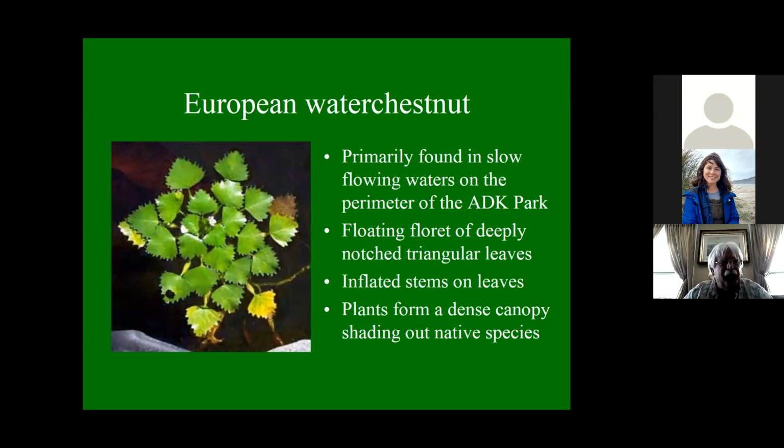This plant produces these leaves on the lake surface. There's really nothing in the way of leaves below the lake surface, so we call it a floating plant or a floating floret. And on each of the leaflets, if you notice, there's a little bulb or inflated area that serves to help float these surface florets. These plants can grow exceedingly densely, particularly in the Lake Champlain drainage, and form dense canopies, once again winning the battle for space by shading out the native plants.